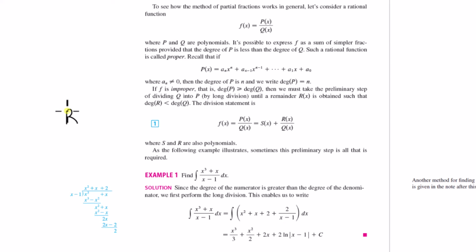Okay, so we have this r of x over q of x, where the order of the numerator is less than the order of the denominator. And what we know is that we can factor any polynomial, no matter what it is, into a product of linear factors and quadratic factors. And that's it. No matter what the polynomial is, it can be factored strictly into a product of linear and quadratic factors. It can be all linear or all quadratic or a mixture of both.